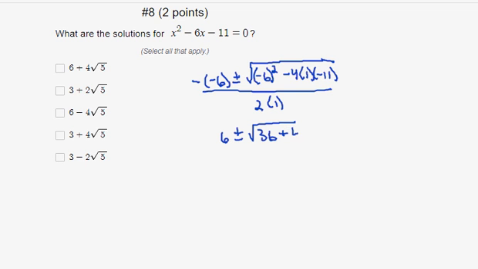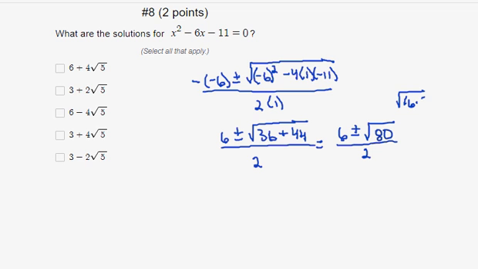All right, getting a little sloppy here. Let's tighten up. Plus 44 divided by 2. So this comes down to 6 plus or minus the square root of 80 divided by 2. 80. Can we simplify this? Okay, so 80 divided by 2 is 40. We're looking for the largest perfect square less than 40 that goes evenly into 80. We know we can forget about 25. We can forget about 36. What about 16? All right, so 80 is 16 times 5.